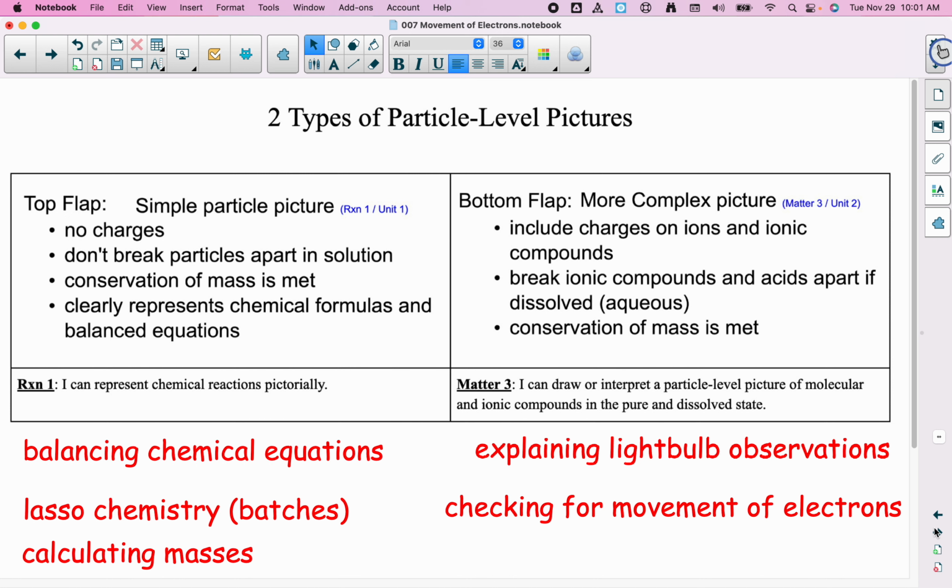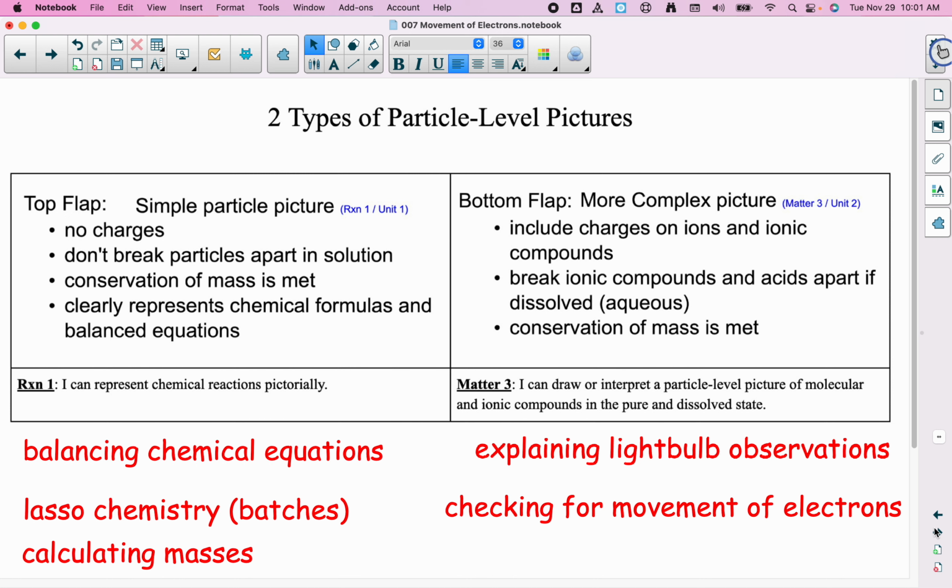But just by way of reminder, our top flap pictures are the pictures from Unit 1 that go with our target reaction 1. It's a very simple particle level picture. We don't show any charges. We don't break anything apart in solution. We, as always, make sure conservation of mass is met. It clearly represents the chemical formulas and the balanced equations. Those are things that we use top flap pictures for.